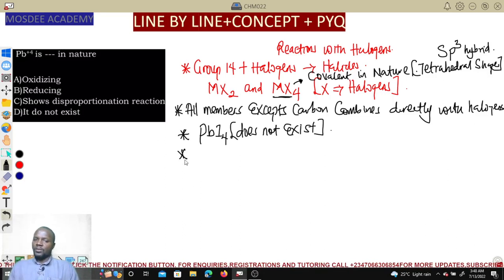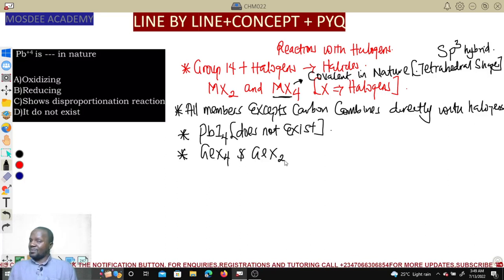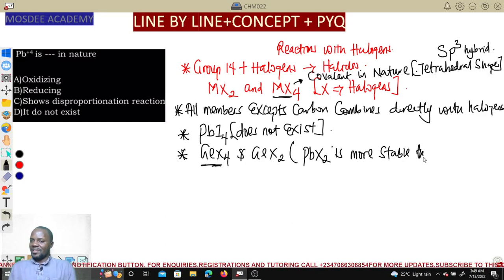And I told you that stability depends on oxidation state. So it is easy to know that if somebody asks you between germanium GeX4 and GeX2, where X means halogen, which one is more stable, you expect GeX4 to be more stable. But the exception to keep in mind is PbX2, where X is now not iodine because lead does not combine with iodine. PbX2 is more stable than PbX4. Note that.